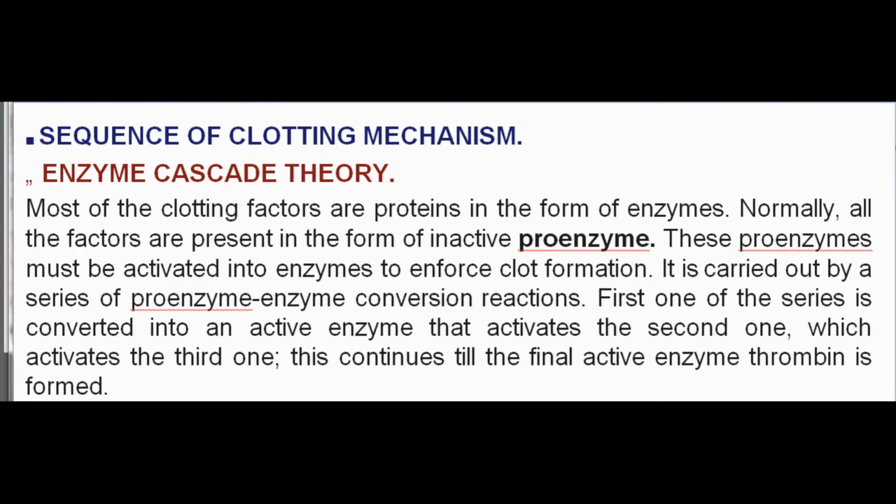Sequence of clotting mechanism. Enzyme cascade theory. Most of the clotting factors are proteins in the form of enzymes. Normally, all the factors are present in the form of inactive proenzymes. These proenzymes must be activated into enzymes to enforce clot formation. It is carried out by a series of proenzyme-enzyme conversion reactions. The first one of the series is converted into an active enzyme that activates the second one, which activates the third one. This continues till the final active enzyme, thrombin, is formed.